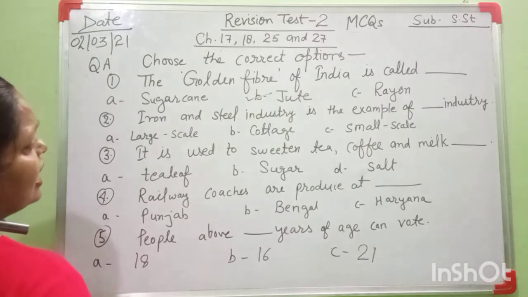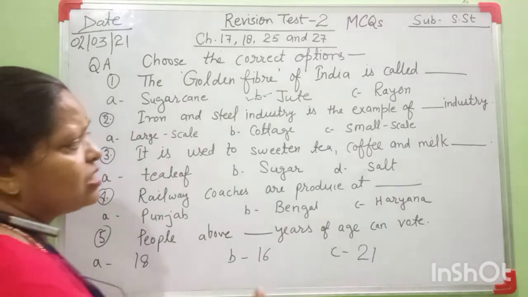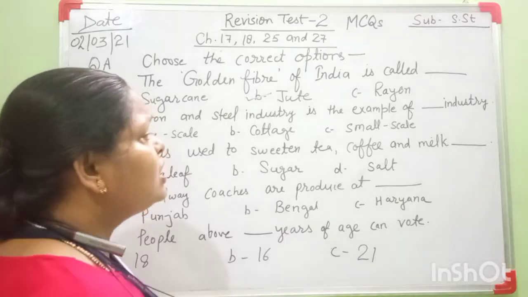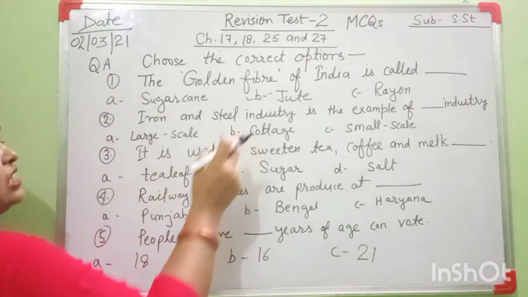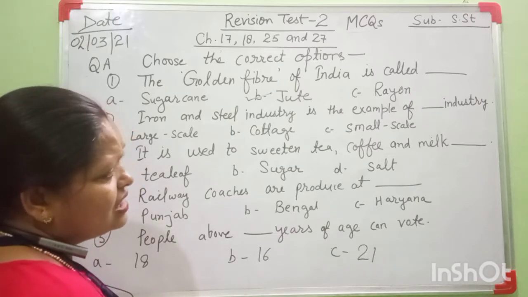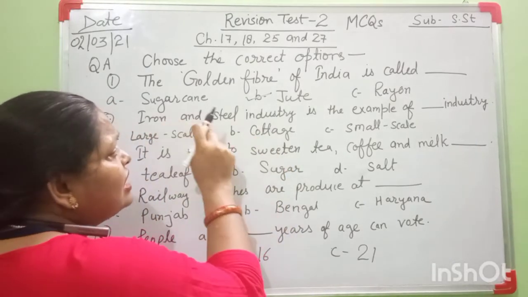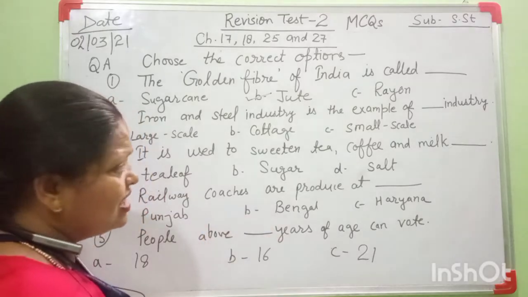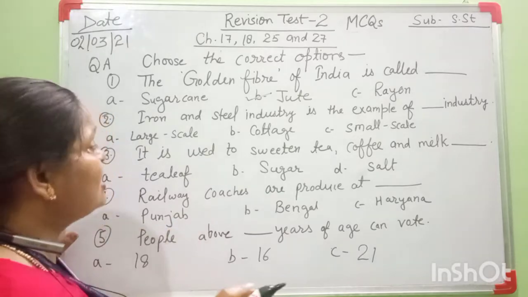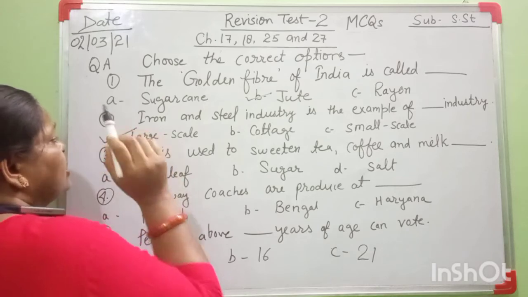Question number 2: iron and steel industry is an example of which industries? Small scale industries, cottage industries, large scale industries. Cottage industry is a very small industry started at your home. Large scale industry is large in comparison. The iron and steel industry is the backbone of industry and it is a large scale industry, for example TCS. So option E is correct here.